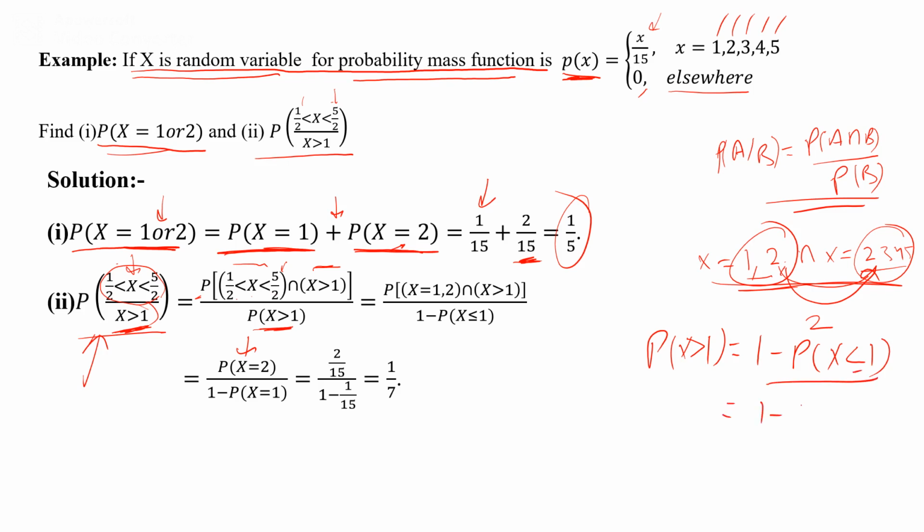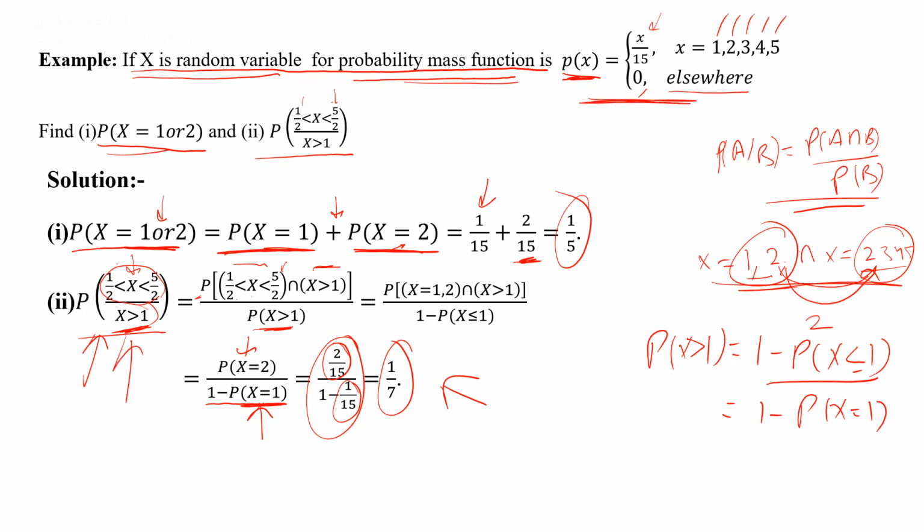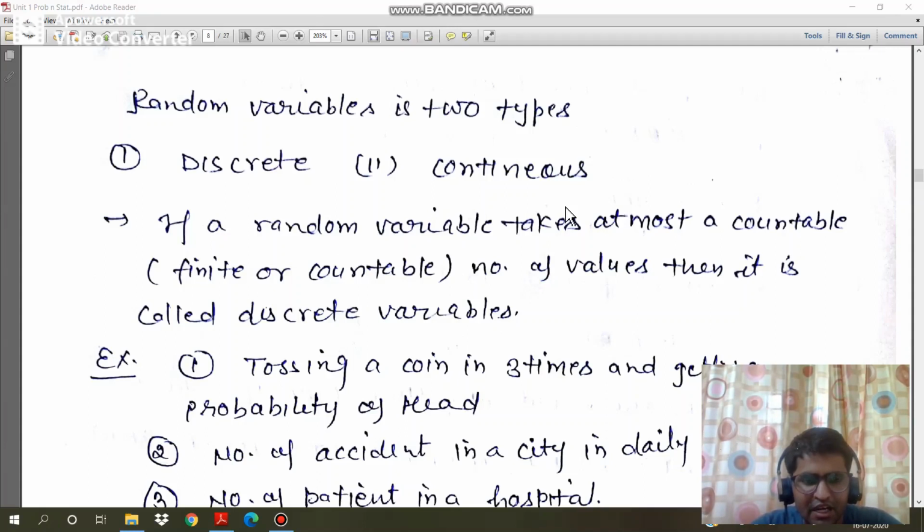So we just take the probability when x is equal to 1, so we write 1 minus the probability x is equal to 1. The probability x is equal to 1 is 1 by 15, and x equal to 2 gives 2 by 15. On simplifying, we get 1 by 7. So in that way we can evaluate these probabilities. Here you have to remember, this is the probability mass function, and here we use the concept of conditional probability. That was about discrete.